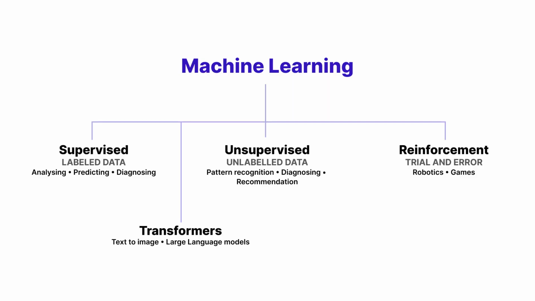Let's recap what we've learned. We have different types of machine learning. Supervised learning, which is trained on labeled data. Unsupervised learning, which is trained on unlabeled data and is able to identify patterns itself. Reinforcement learning, which is used in robotics and games through trial and error. And transformers, the learning model that is used for generative AI.